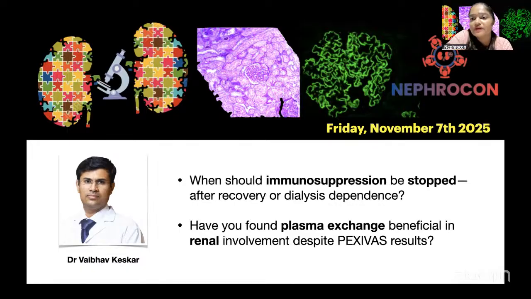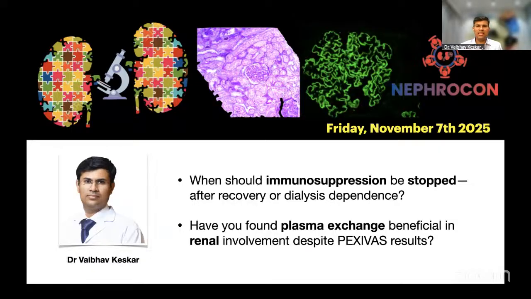Okay. Dr. Vaibhav, your experience about how many plasma exchanges? We go from 5 to 7 sessions, and after that we do continue maintenance induction therapy. We continue for up to 3 months. So at the end of 3 months, if they remain on dialysis, we start tapering, and then we back off and stop immunosuppression. Right. So that brings me to the next question. When should immunosuppression be stopped?